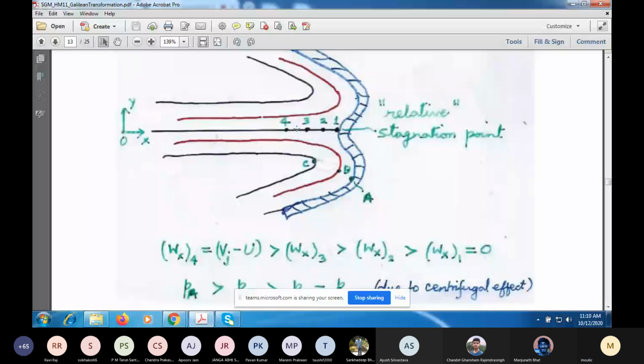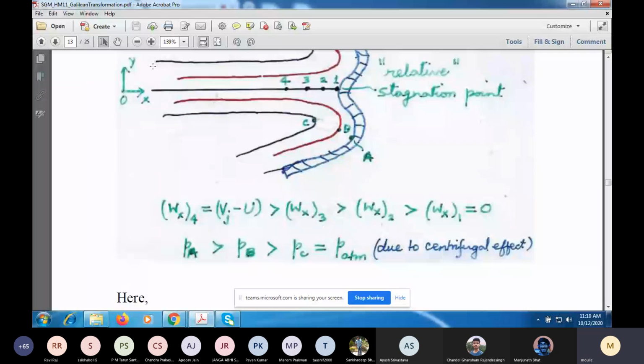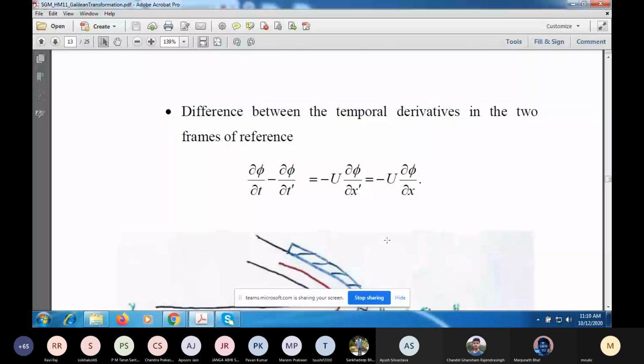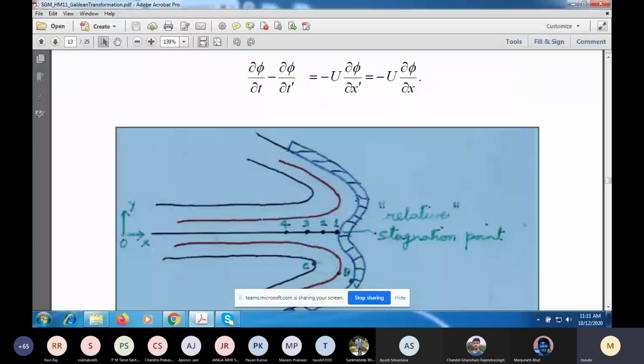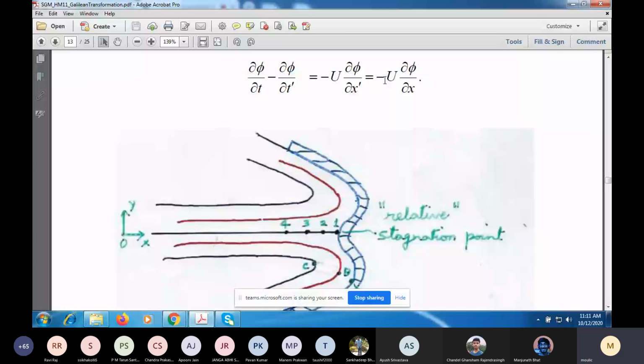So you see that with respect to x, there is a change in the velocity and a change in the pressure. That means ∂φ/∂x is non-zero, or equivalently ∂φ/∂x' is non-zero, which means that the difference between the two temporal derivatives is non-zero. So both cannot be 0. We cannot have a flow which is steady in both the moving frame and the stationary frame unless u is 0. But if u is 0, there are two frames, sorry, but both are stationary.